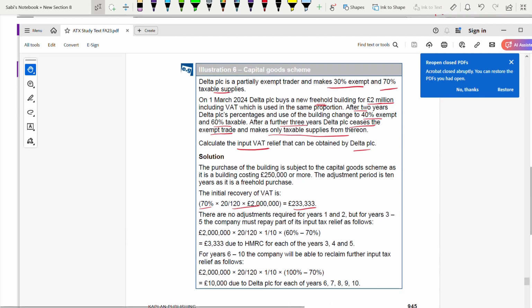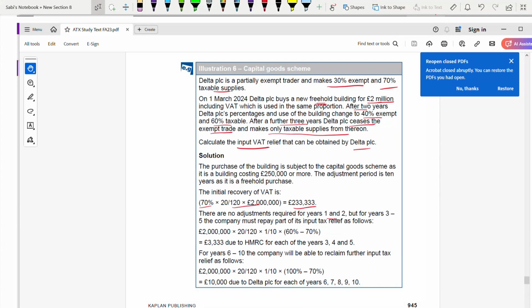Now, for year 1 to 2, year 3, after 2 years it changes, right? So after you take the VAT, you divide by 10. Earlier it was 70, now it is 60. New versus old. Okay, so then this will be the amount due to HMRC for each of the years 3, 4, 5. Why is it due? Earlier you were making 70% taxable, now you are making 60%, you are making less taxable.